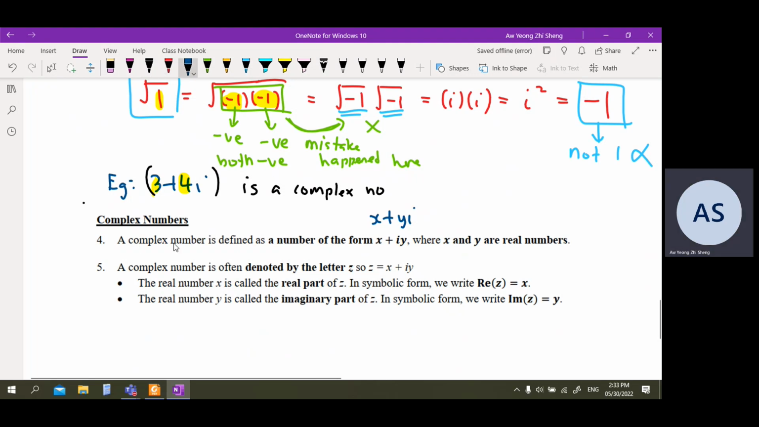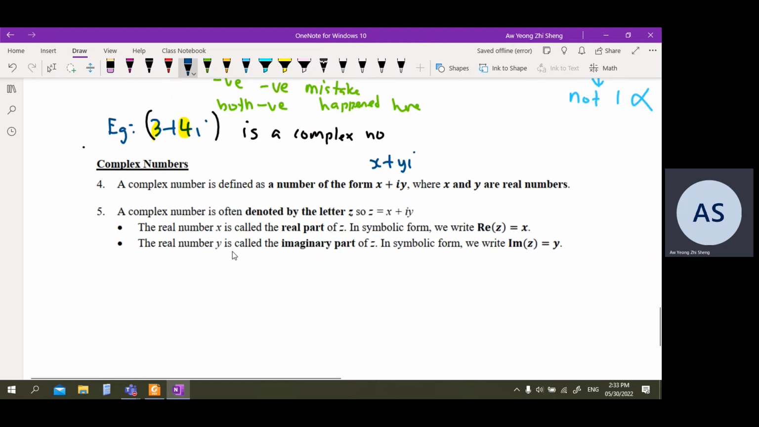According to this definition, any number that can be written in the form x plus yi, where x and y are real numbers, is known as a complex number. It doesn't say that x and y must be non-zero. In other words, it allows x and y to be zero. You can have x is zero, you can have y is zero, you can also have both x and y be zero. It still satisfies the definition of a complex number.